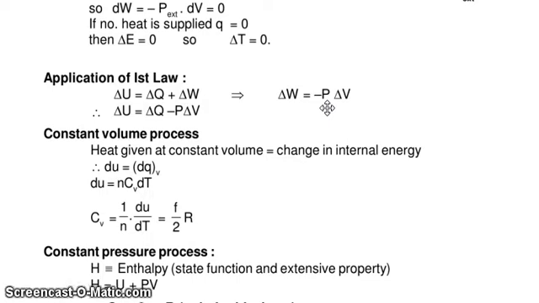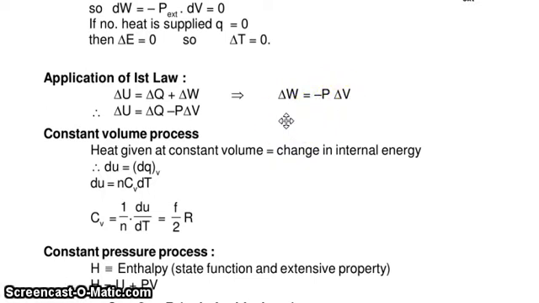So friend, application of first law: delta U is equal to delta Q plus delta W, which is equal to delta Q minus P delta V. Just remember it. So delta W is equal to minus P delta V.